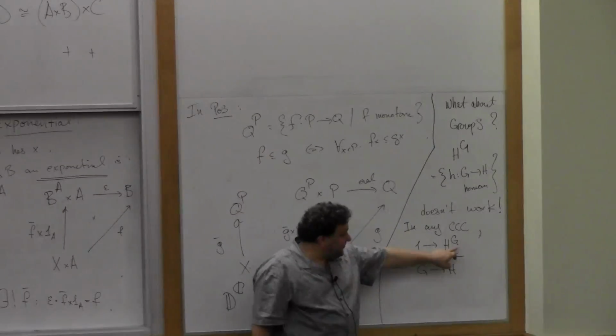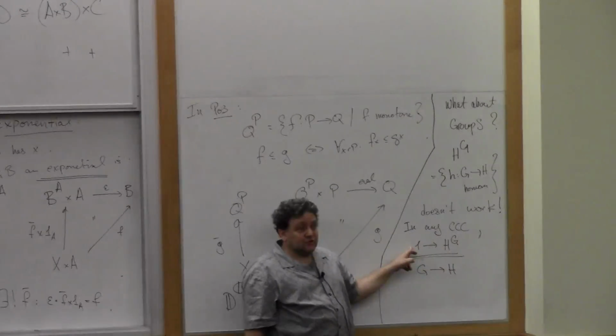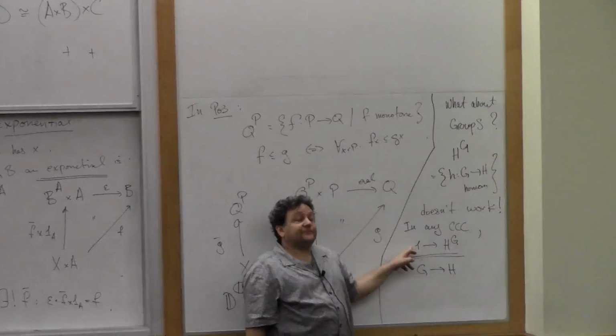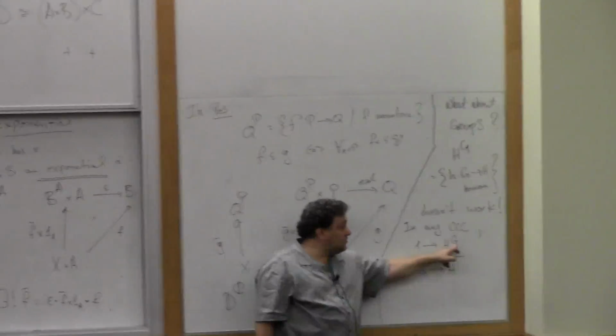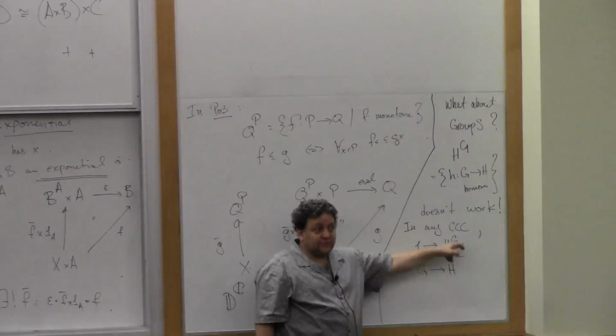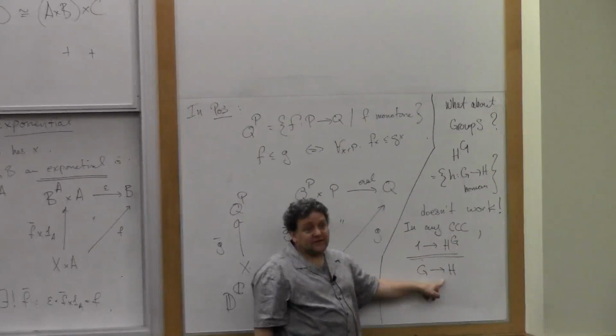But now suppose that this thing is a group. Okay? One is the terminal group. It's the one element group. It only has a unit, a group unit. And every homomorphism takes the unit to the unit. So there's only one homomorphism like this. If this thing is a group, there's only one map like this. And therefore, there can only be one map like that.